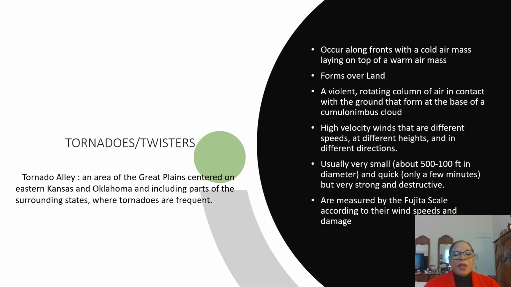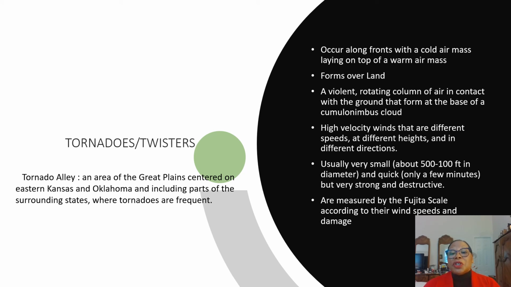Tornadoes are sometimes called twisters. There's a portion of the United States that we call Tornado Alley, and this is the area of the Great Plains centered on the eastern part of Kansas and Oklahoma, and including parts of the surrounding states where these tornadoes occur more frequently. And why do you think the Great Plains? I'll leave that as a question for you to ponder and think about.